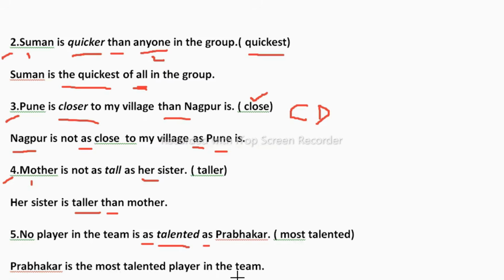So we have used the word team here. But in the original, no player, one player, is what they are talking about: no player in the team is as talented as Prabhakar. They are talking about a second person. But here we are talking about the whole team. That's why we have used the most talented player in the team.